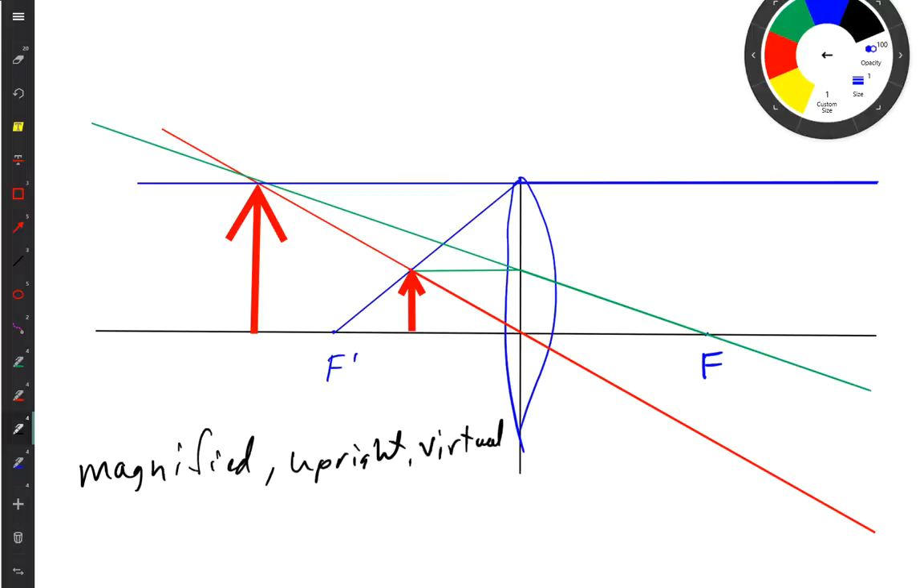So if we have the object closer than a focal length for a converging lens, it makes a virtual image. If it's farther, it makes a real image. There is another separator. If you go farther than 2 focal lengths, it will be diminished in size. If you go closer than 2 focal lengths, it will be magnified. So the position of the object with respect to the lens will make a difference. And you can go through all of those.